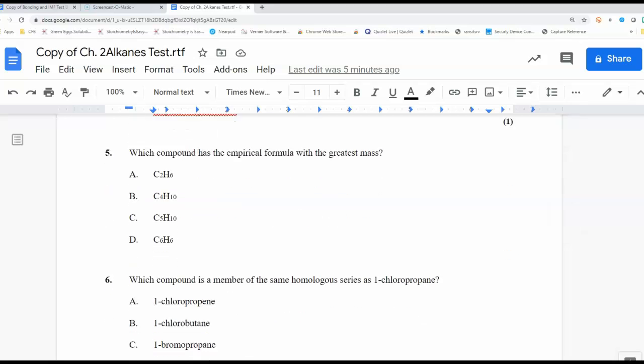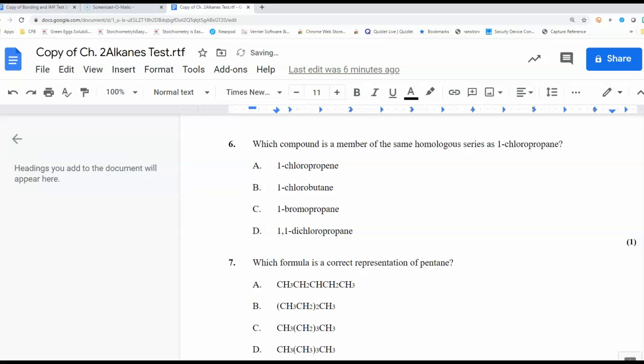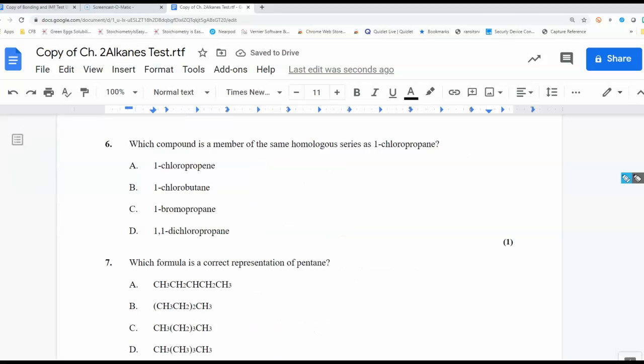Okay. So then we go on to number 6. Which compound is a member of the same homologous series as 1-chloropropane? It cannot be chloropropene, because that would change its saturation. So no. A 1-chlorobutane just differs by a CH2 group, so that's our correct answer. 1-bromopropane changes the functional group, so no. 1,1-dichloropropane increases the number of functional groups, so that won't work. So the correct answer is 1-chlorobutane.